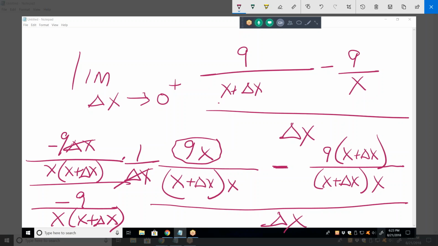Now, as we approach 0 from the right, what does this go to? It'll be minus 9 over x squared. Yeah, you're absolutely right. Minus 9 over x squared, yes. What they're really doing here is getting you ready for the limit quotient definition of the first derivative.